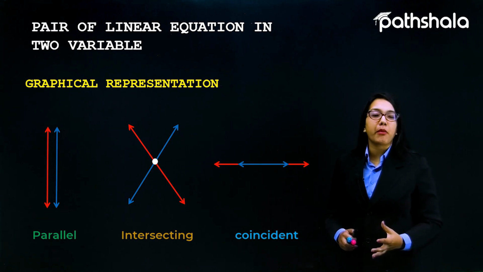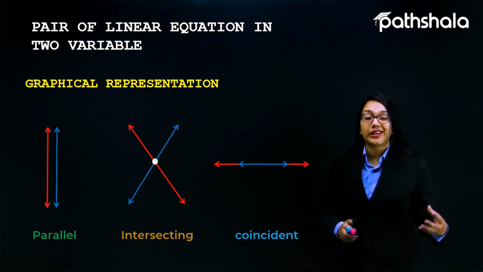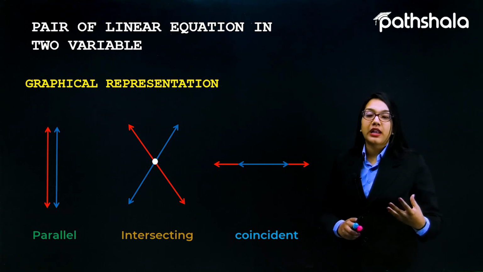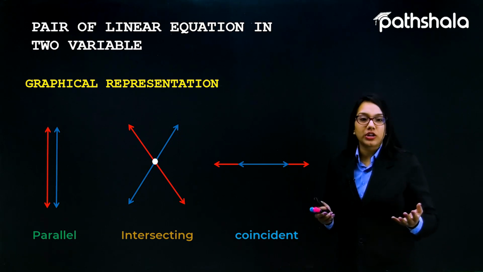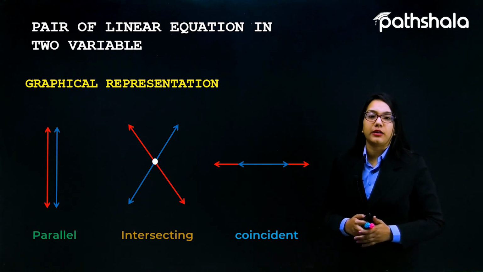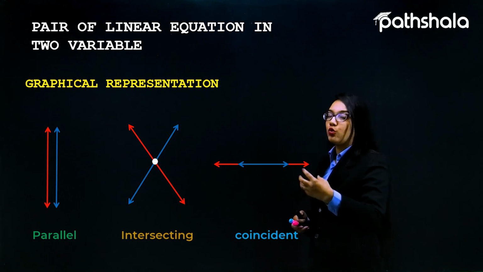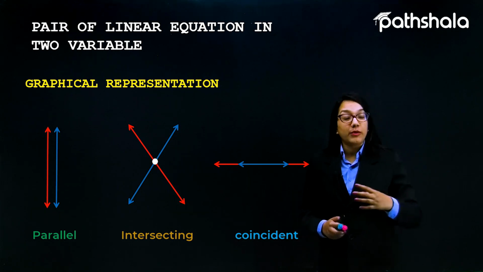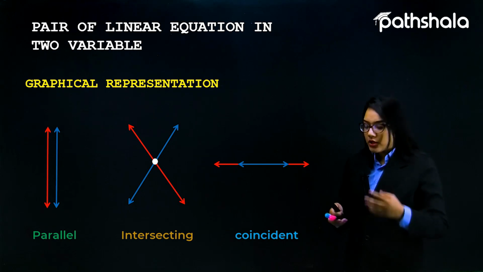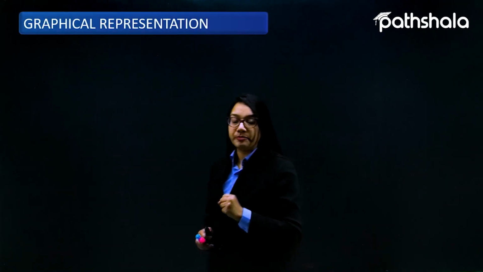So always remember, whenever we are plotting two straight lines together on the Cartesian plane, they can be parallel to each other, they can intersect each other, or they can be coincident, meaning lying on each other. So these are the three natures that two lines can show when we plot them on the Cartesian plane or the XY plane. Let's talk about this graphical representation more.